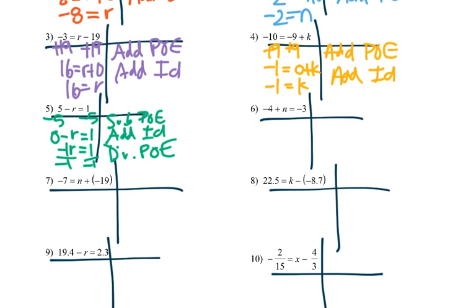So that one did go off a little bit, was more steps, just because you had that negative r. Now number 6, we've got a negative 4, so we add 4 to both sides using the addition property of equality, giving us 0 plus n equals positive 1. Then we can drop the 0 using the additive identity of 0, and we're good on that one.